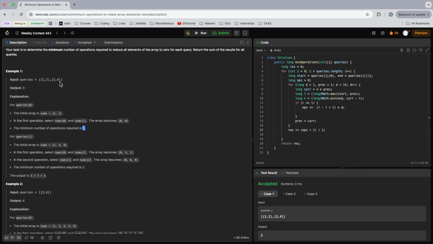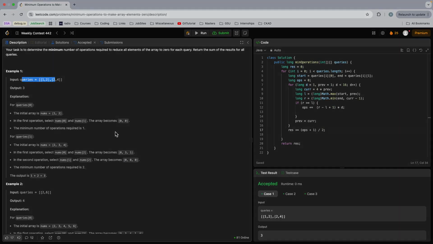Now, the next query given is 2 to 4. So the numbers are 2, 3, 4. In this operation, they're taking nums[0] and nums[2], that is 2 and 4. When you replace 2 with 2 by 4, it's 0, and 4 with 4 by 4, it's 1. So the new array is [0, 3, 1]. Now you take these two and divide them by 4 again, getting a zero array. So for this, you took two operations. The total number of operations for the entire queries array was 2 plus 1. That's the answer, 3. Yeah, so this is the problem statement.